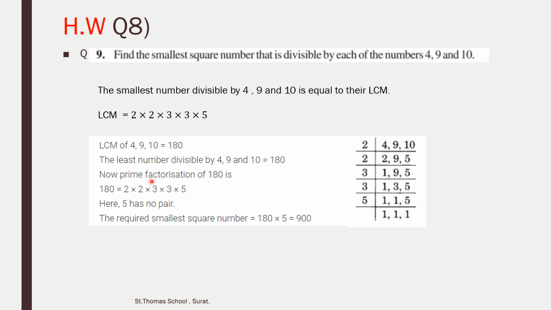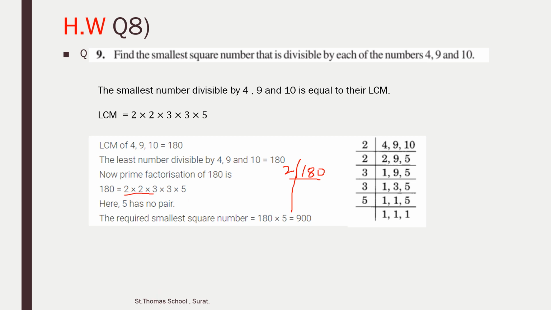Now you have to find the prime factorization of 180. So you can do it by yourself because already I explained. So divide by first 2. The same sum we have already done. So you can do it by yourself. So you will get 2 multiplied by 3 multiplied by 2 multiplied by 2 multiplied by 3 multiplied by 3 multiplied by 5. Now you have to check the pairs.